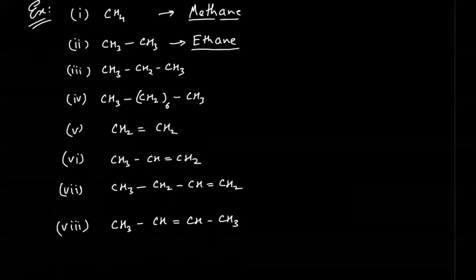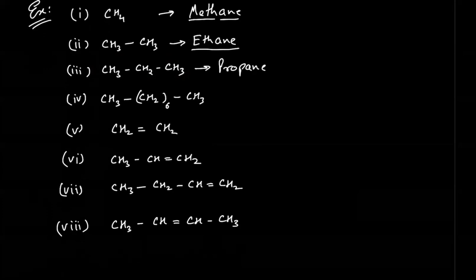Then let's move on to our next example. Here you have 3 carbon atoms. Students, try and figure out in your mind, how will you name this? There are no double bonds and no triple bonds in this, so the suffix is going to be ane. And because there are 3 carbon atoms, the word root will be prop. So you'll name it propane.